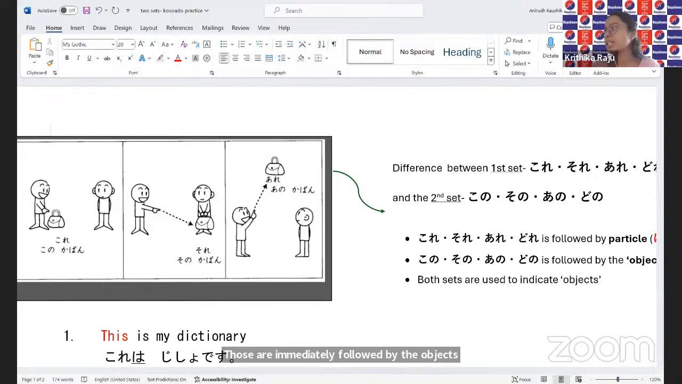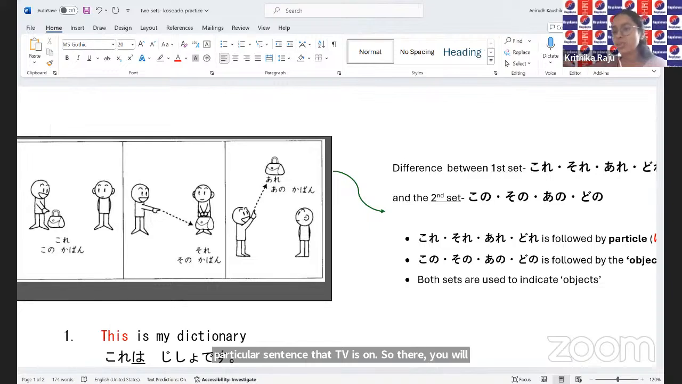So in a sentence, for example, "this dictionary is mine," this is immediately followed by the noun, the object, dictionary. Another example, "that TV is on." That is immediately followed by the noun, the object, TV. In this particular sentence, that TV is on, there you will say sono terebi or ano terebi, depending on what its position is.